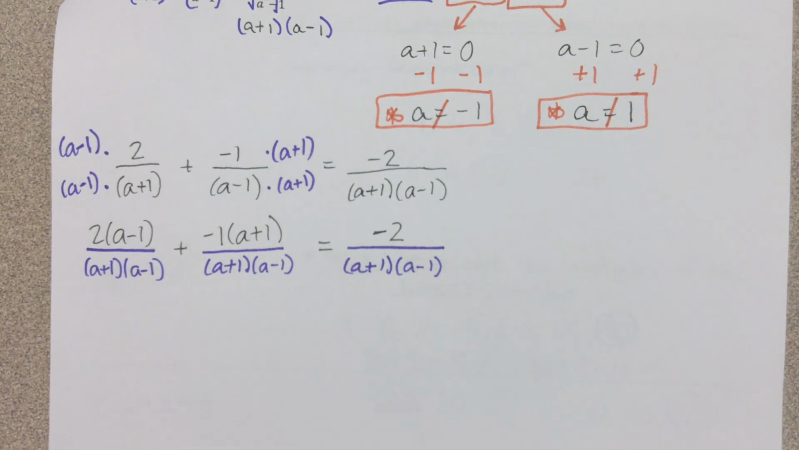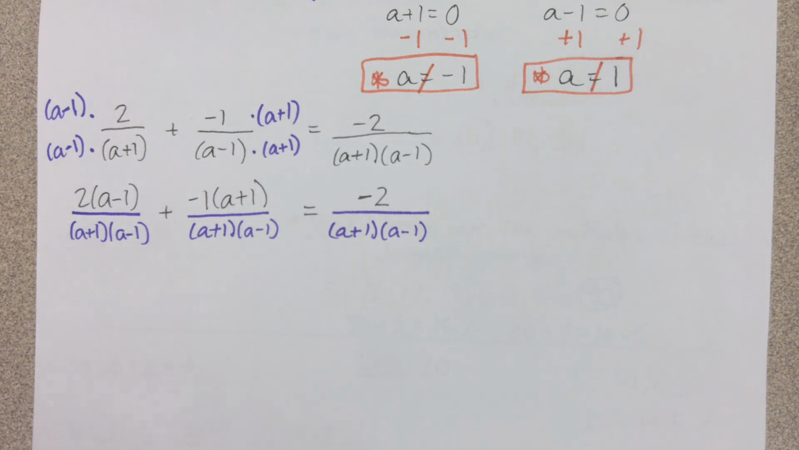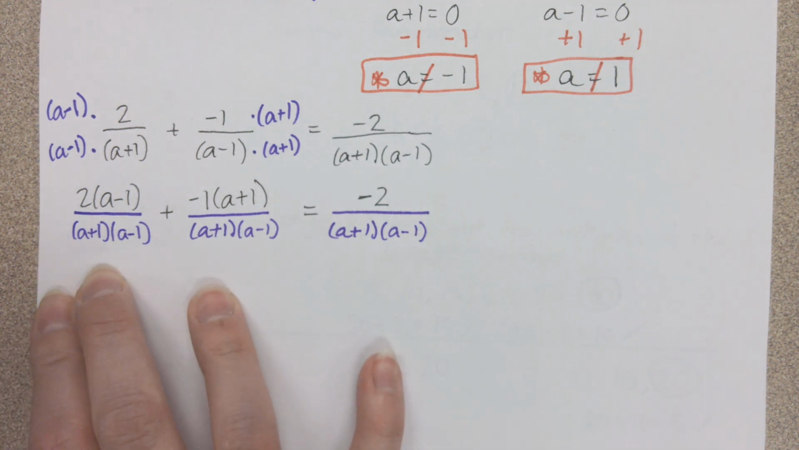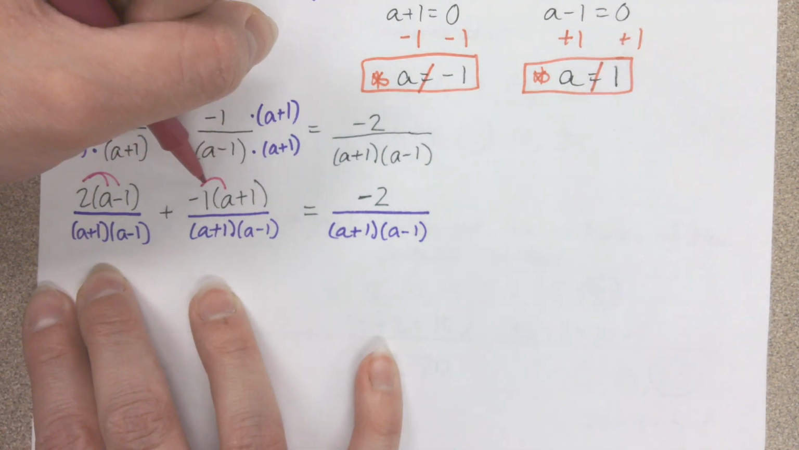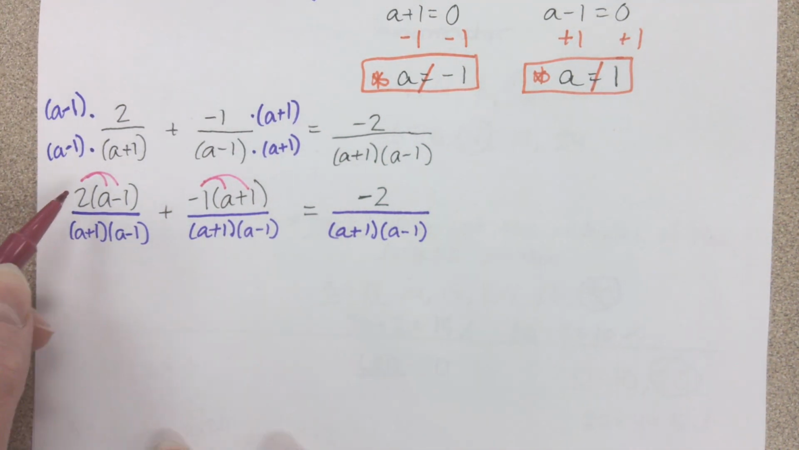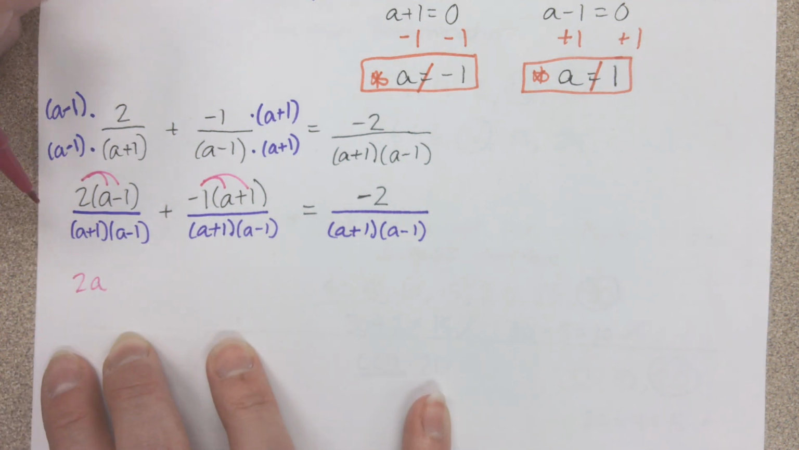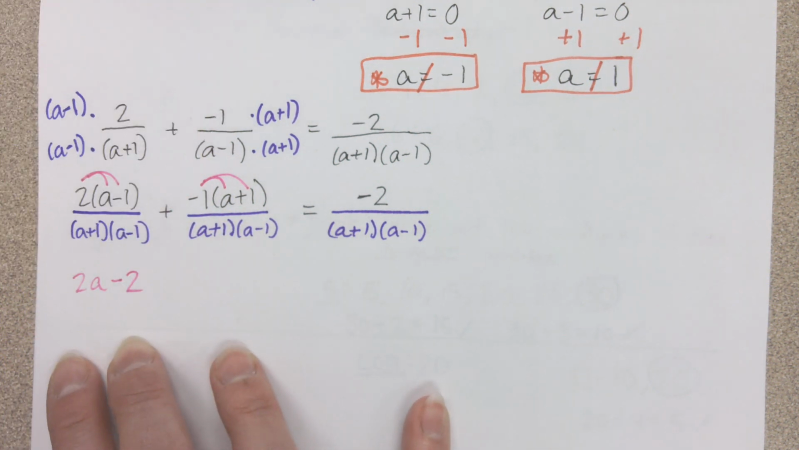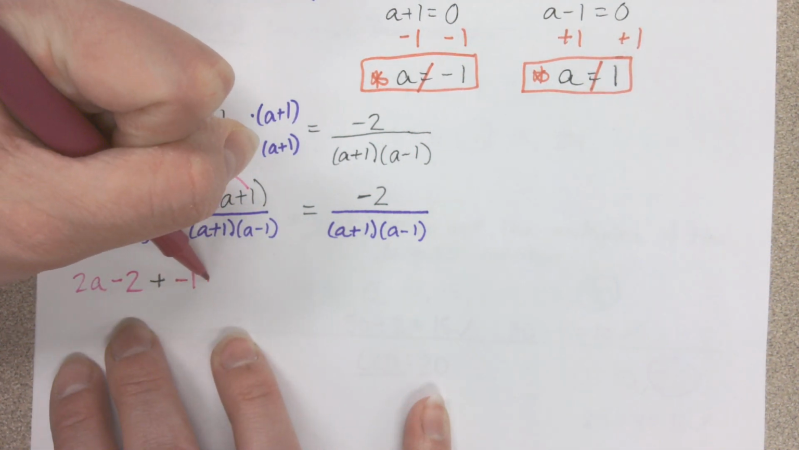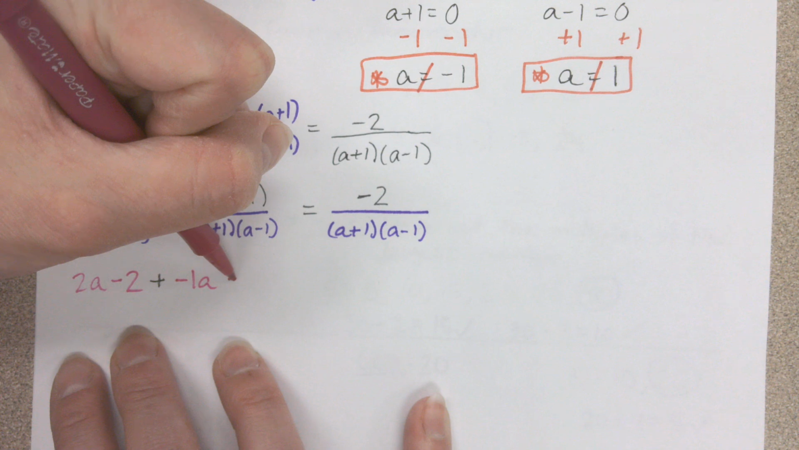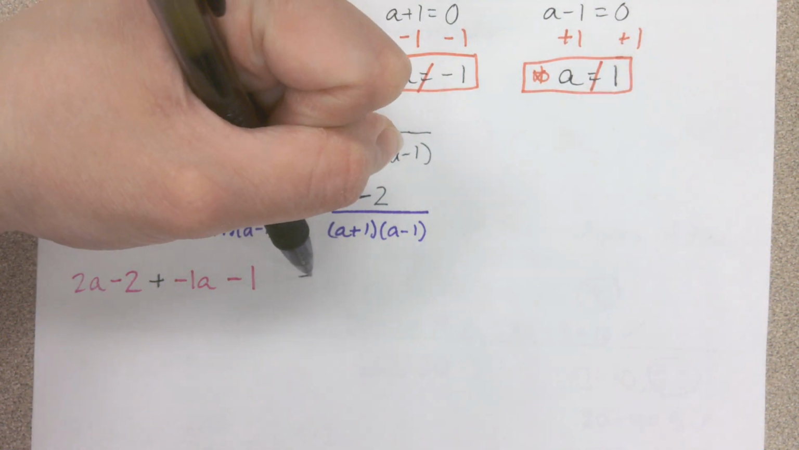This will only take a couple minutes to solve. This is a very quick equation. We have the same denominator on all three, so we are now safe to drop the denominators and solve the equation on top. When I drop, I will go ahead and distribute to save me a little bit of time. Distributing 2 times A, we have 2A. 2 times negative 1, that's negative 2. Plus negative 1 times A, that's negative 1A. Negative 1 times 1, it's negative 1. Equals negative 2.